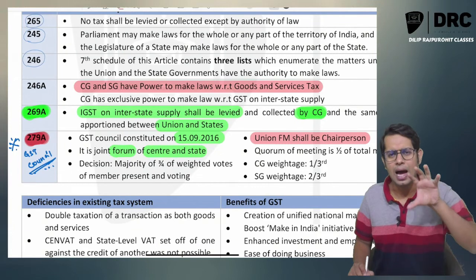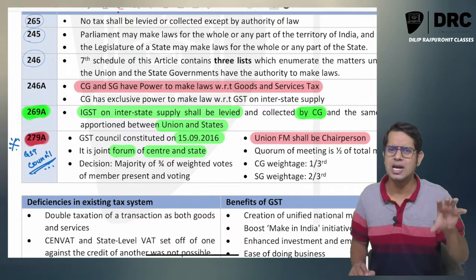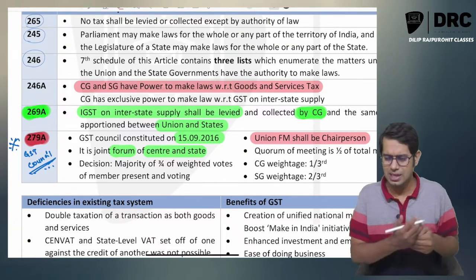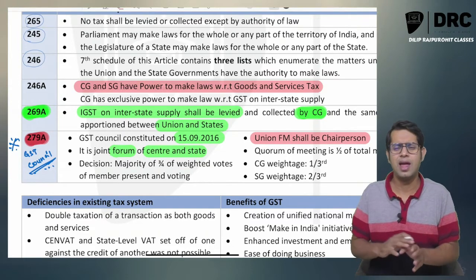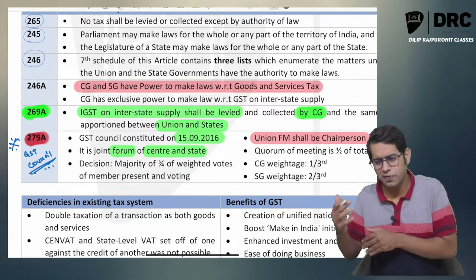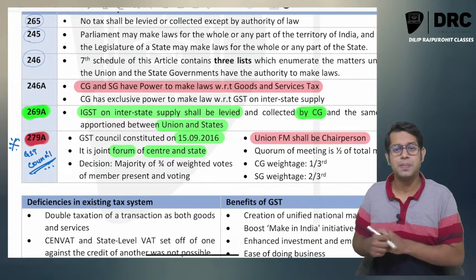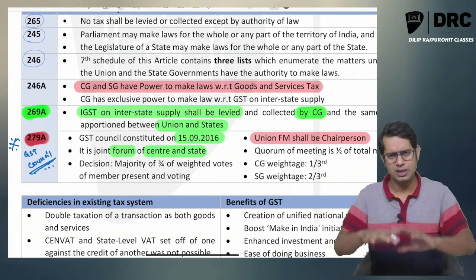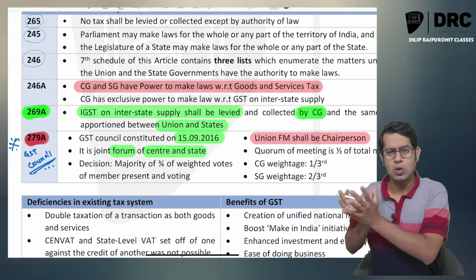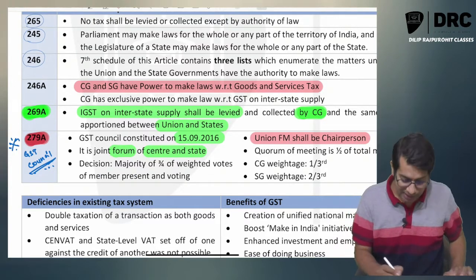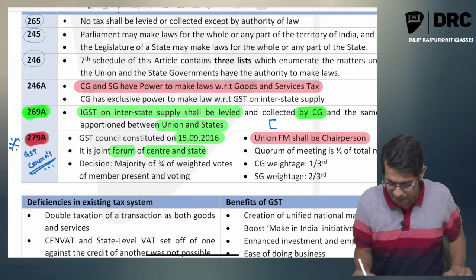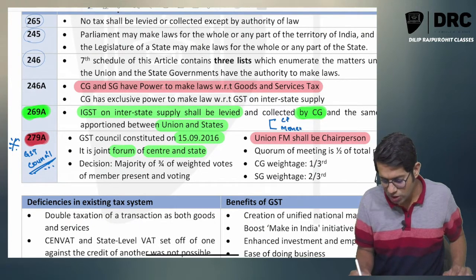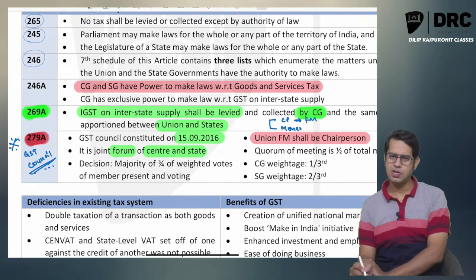These other members are normally the people who are in charge of the revenue department at, say, the central level, and the ministers who are in charge of, say, taxation or the finance department at the state level, or any other person who is recommended by the state government. These people all together will be called members of the GST Council. Please note, there is a chairperson and there are members. Who is the chairperson? The chairperson is the Finance Minister of India. So the Union Finance Minister will be the chairperson.